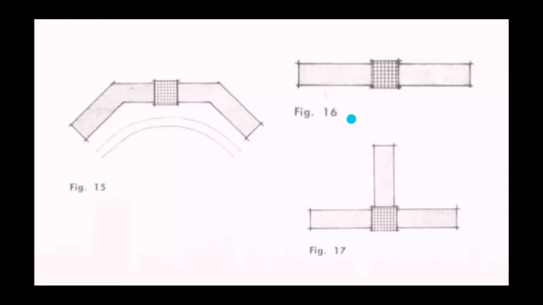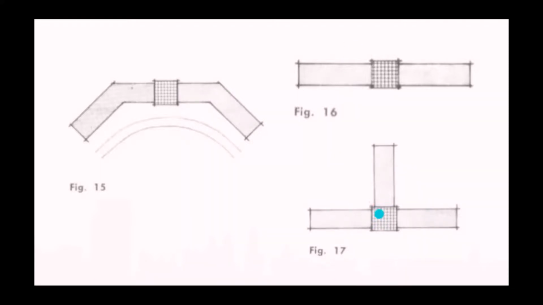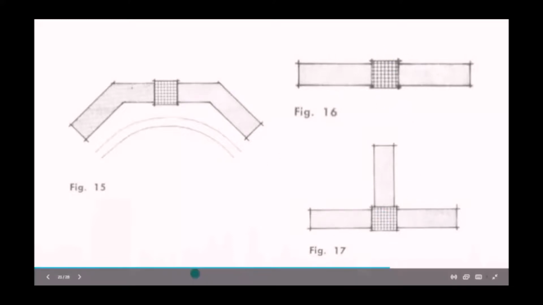Figure 16 also depends on your lot. If your lot is very narrow, use this. Then figure 17: if your lot is square in plan, then this square represents a high ceiling design. So just an idea.